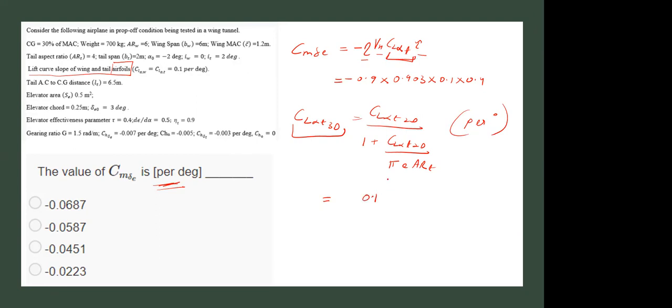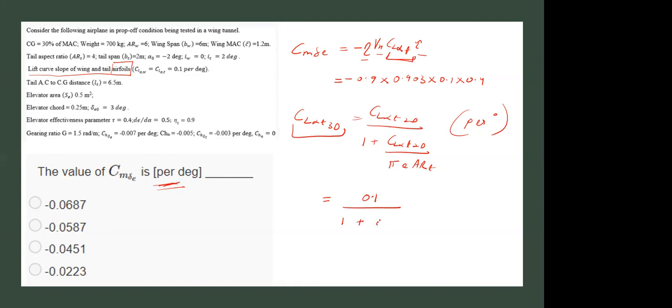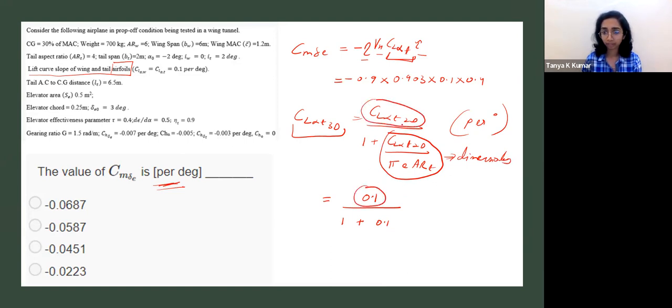So 0.1 upon 0.1. Here in this term, CL alpha tail 2D should be in per radians because this entire thing should be dimensionless. Only this term should have a dimension, which is in per degrees. That is already taken care of. This should be dimensionless. So your CL alpha 2D has to be in per radians. So you have to multiply.